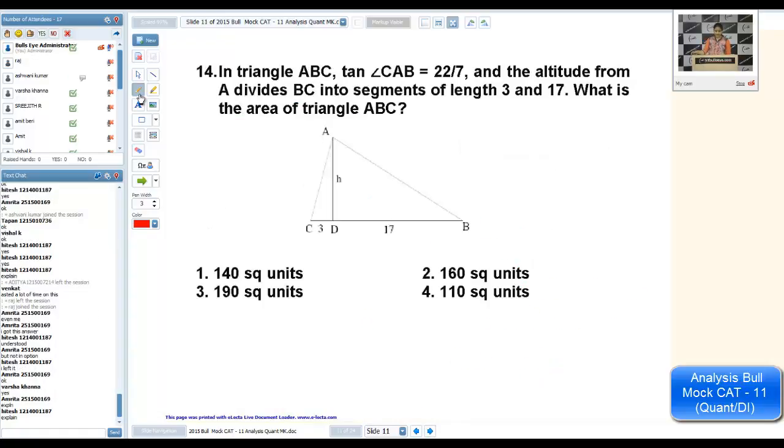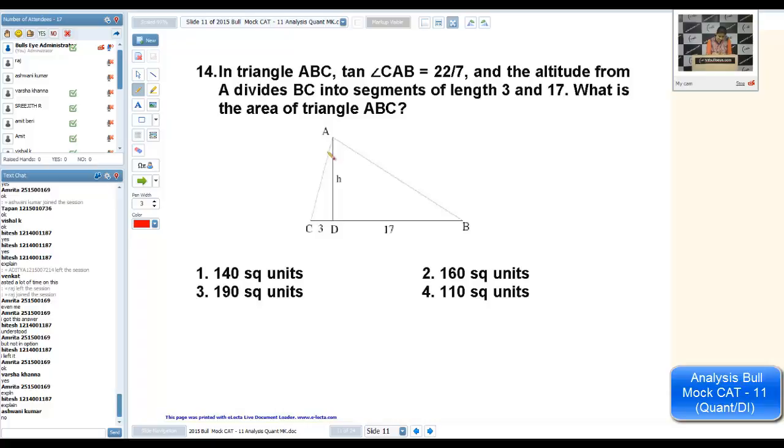Yes, I will. In triangle ABC, tangent of CAB is equal to 22 by 7 and the altitude from A divides BC into segments of length 3 and 17. What is the area of the triangle ABC? Basically, if we want to find the area of ABC, we need to apply the formula half into base into height. We know the length of base, that is 20, 17 plus 3, but we need to know the height value. To find that, we can apply the tangent thing. Tangent theta is given as 22 by 7.